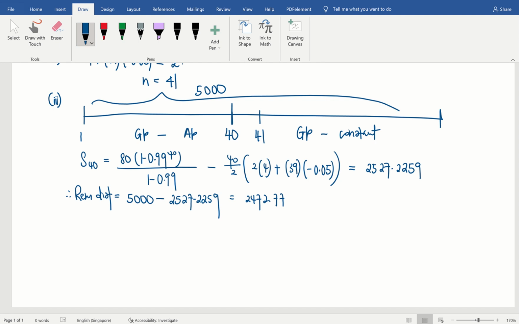Okay, so remaining distance is 2427.77. Got the same answer as me? Yeah. Okay, great. Now you're going to find me the time for the remaining distance. So essentially, my remaining distance is going to be here. I'm trying to find at what time would I hit 2472.77. Okay, give us a shot.